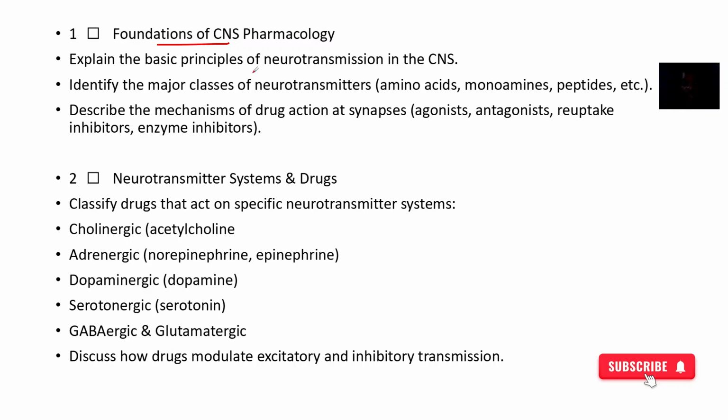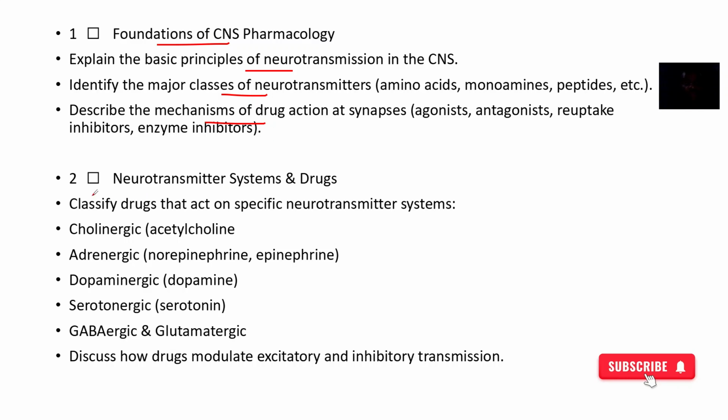First, you have to learn about the foundations of central nervous system pharmacology, where you talk about how neurotransmission even occurs, what the different types of neurotransmitters are, and you should know basic terms like agonists, antagonists, reuptake, and enzyme inhibitors. I don't know if you understand.